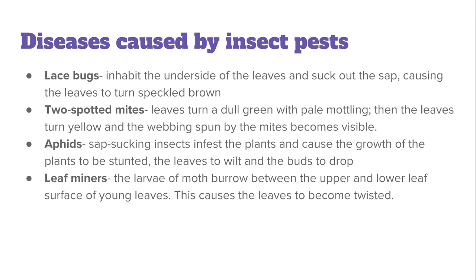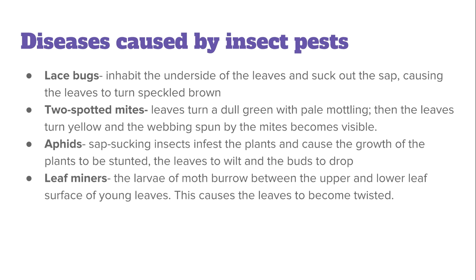If we look at now some insect pests that can cause disease, we've got 4 examples here. So we've got lace bugs, and they inhabit the underside of the leaves and suck out the sap, causing the leaves to turn speckled brown. And so the sap is the sugars that they're producing. There's 2 spotted mites, where the leaves turn a dull green with pale mottling. This then causes the leaves to turn yellow, and the webbing spun by the mites becomes visible.